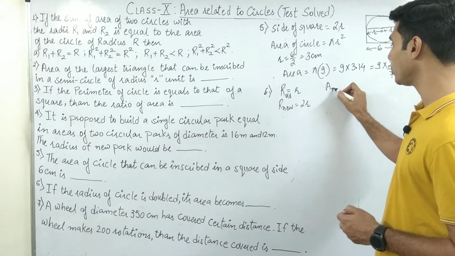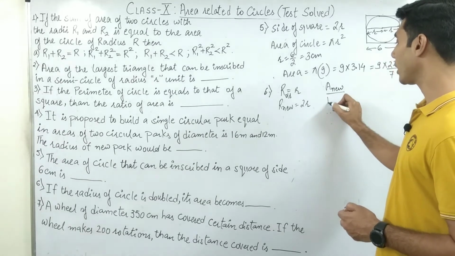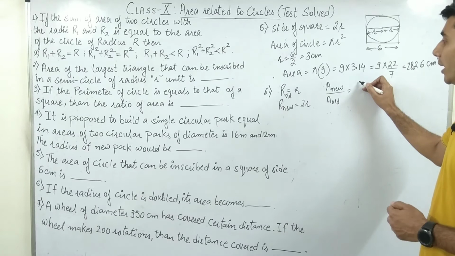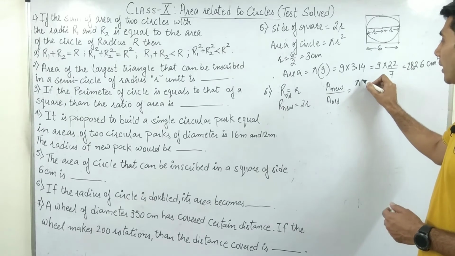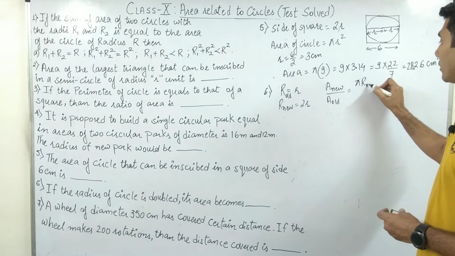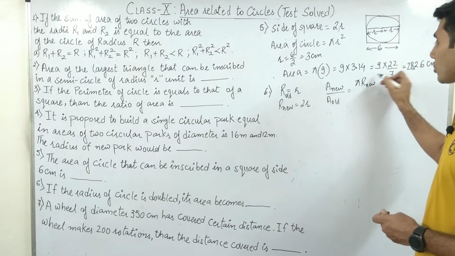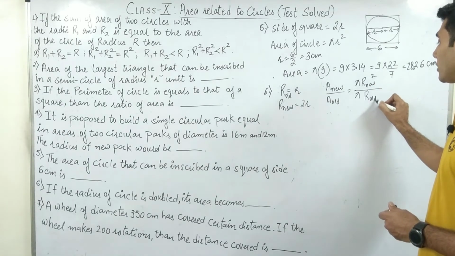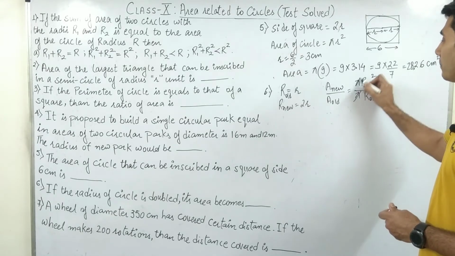Area new upon area old should be equals to, what is the area new? Area new should be equals to pi R new square upon pi R old square, correct? So pi and pi cancel.